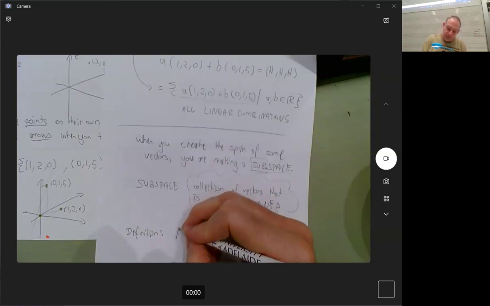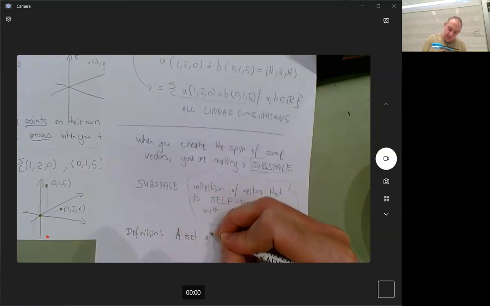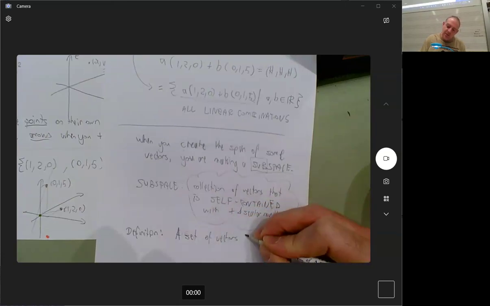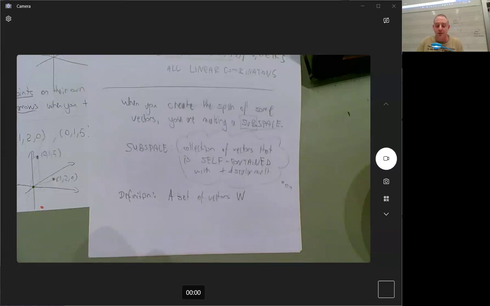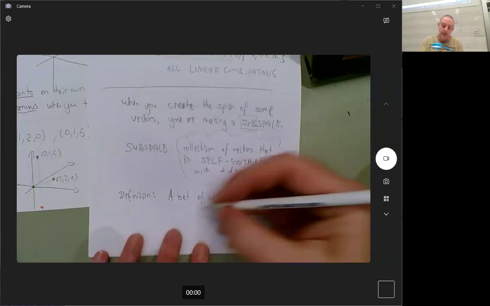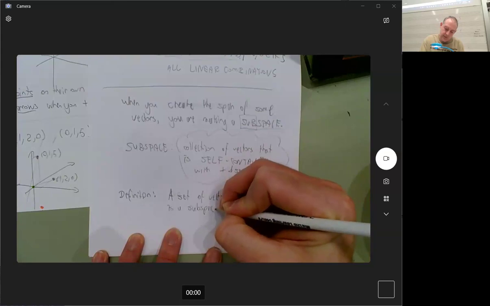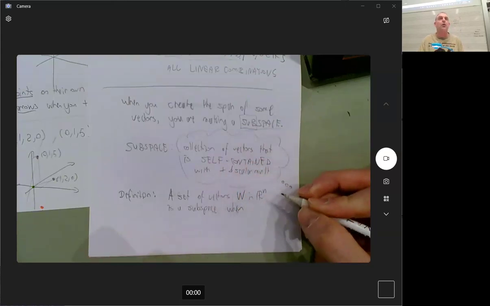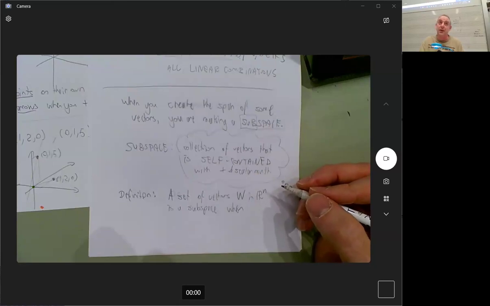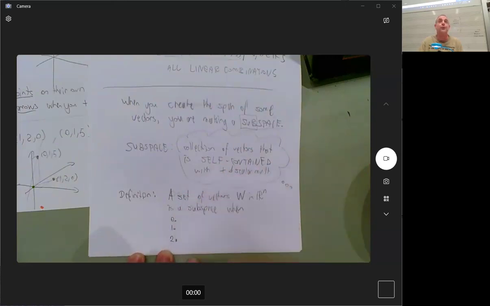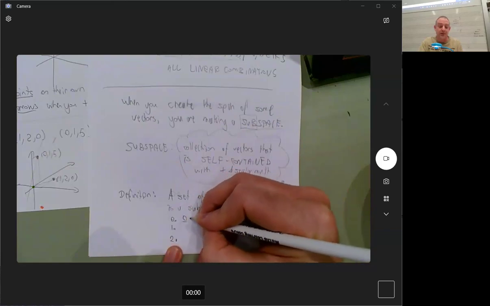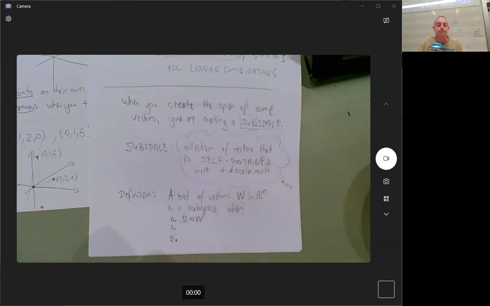A set of vectors, always called W for some reason, I don't know why, in Rn is a subspace when there are three laws. I'm going to label them differently to the way your lecturer labels them because it's easier for me to remember them that way. There is law 0, law 1, and law 2. Law 0 is that the 0 vector is in your set. That is not enough to make something a subspace, but you definitely need it to be true or it's not a subspace.